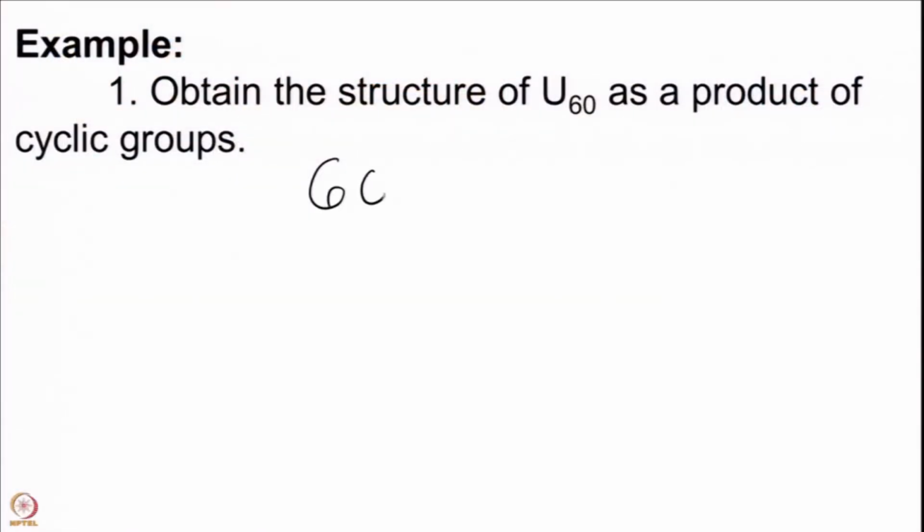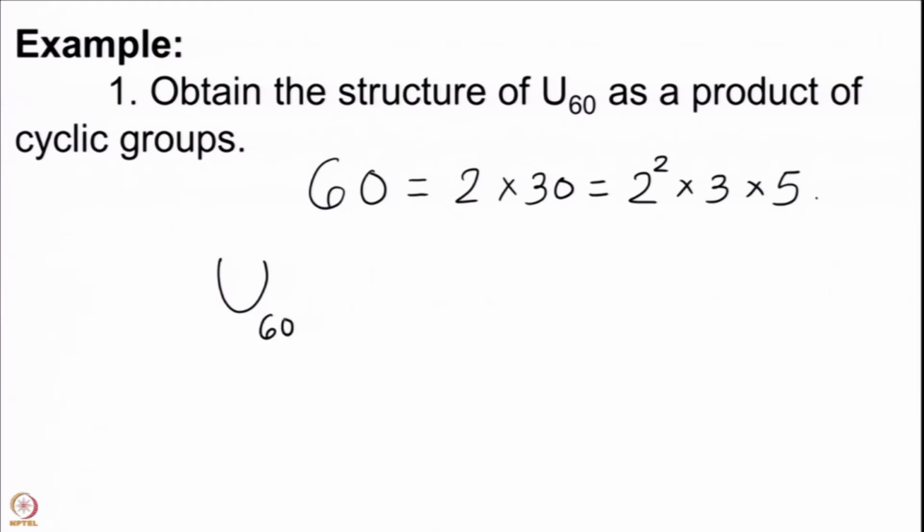So, we write 60 in terms of its prime factorization. We will have 2 into 30. You can take one more 2 from 30 to write it as 2 square into 15, and 15 is 3 into 5. So, we have that U60 is isomorphic to U2 square into U3 into U5.